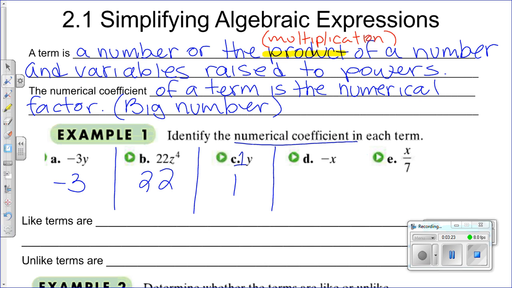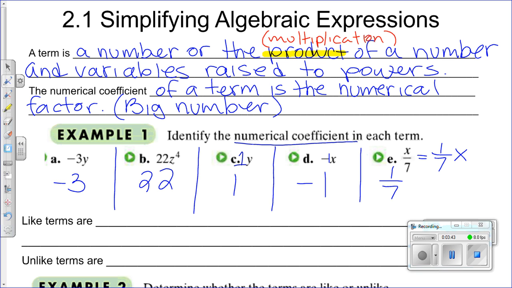Destiny? -1. -1, very nice. We have a negative sign, and so that will be a -1. And Mr. Hay? 1/7. 1/7, very good. So this expression x over 7 is equivalent to 1/7 times x. Remember, those two are equivalent.